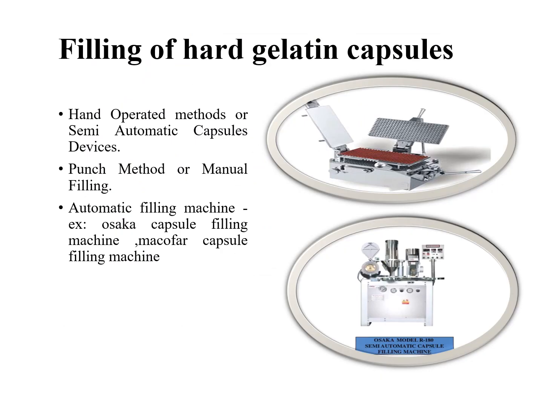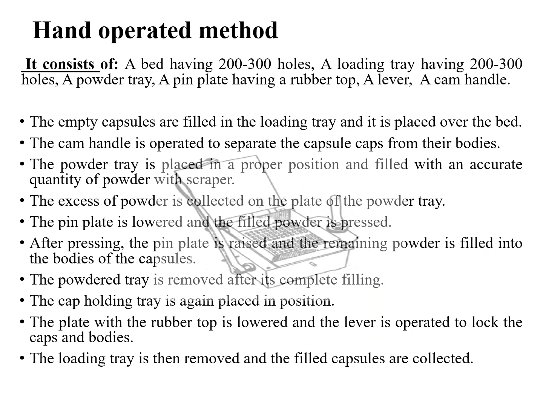Filling of hard gelatin capsules involves hand-operated methods and semi-automatic capsule devices, punch method or manual filling, and automatic filling machines, for example the Osaka capsule filling machine or the Macofar capsule filling machine. Hand-operated method: it consists of a bed having 200 to 300 holes, a loading tray with the same number of holes, a powder tray, a pin plate having a rubber top, a lever, and a cam handle.